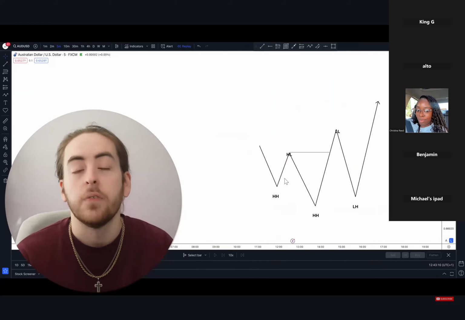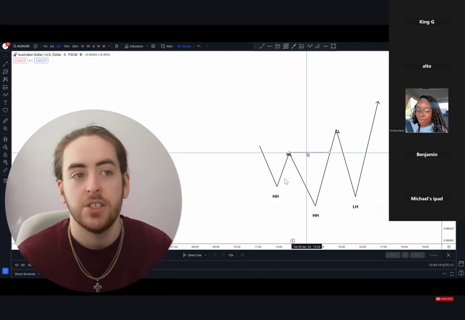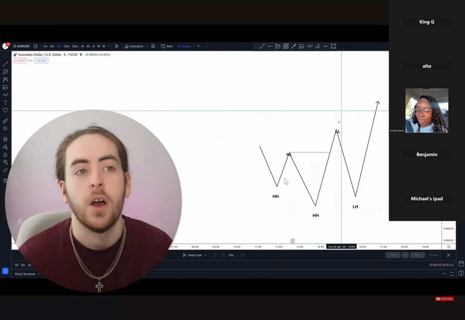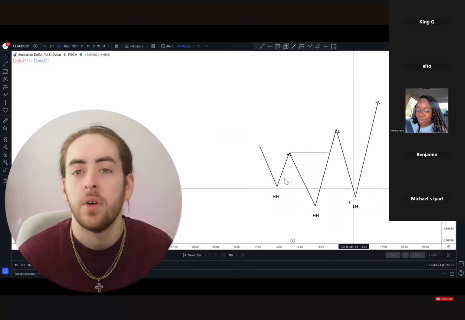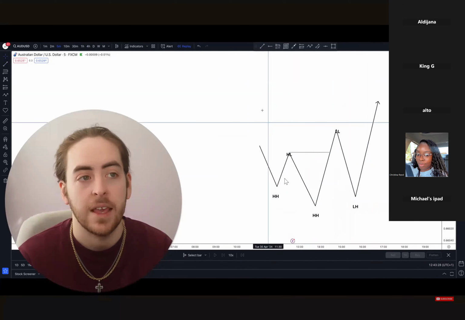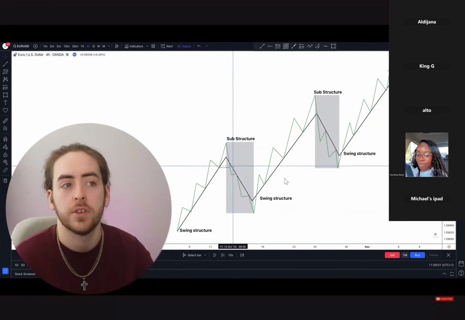Now, if we were looking on the other side at the end of a downtrend to validate a change from the downtrend into an uptrend, we would look for a break from lower highs into higher highs. And then when the market forms and validates a higher low, that is where we would look to then start buying instead of selling.